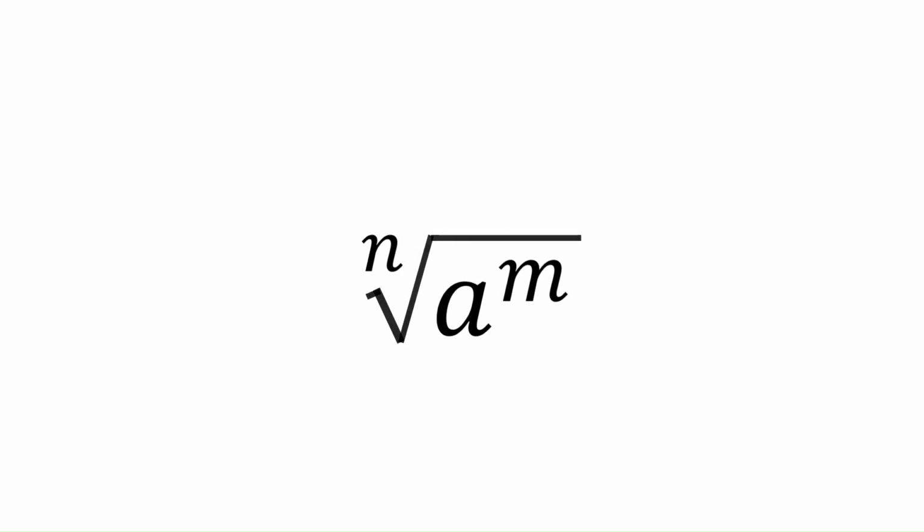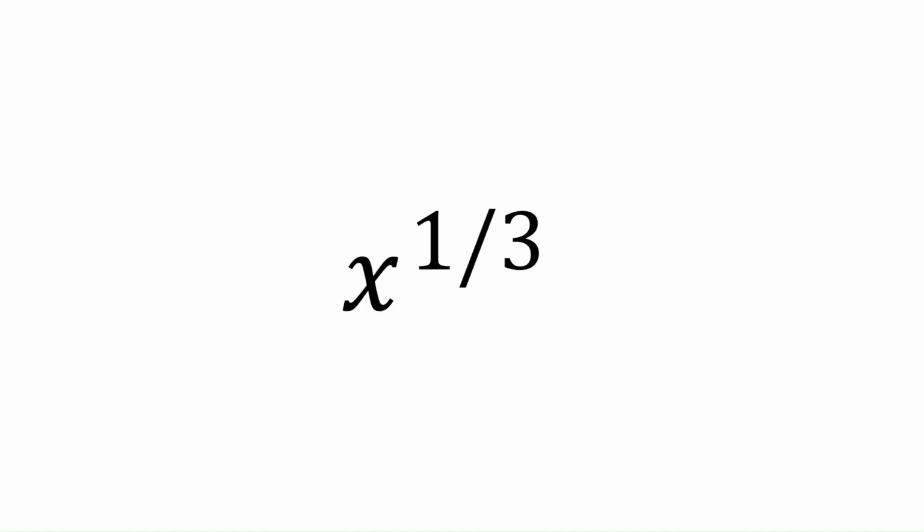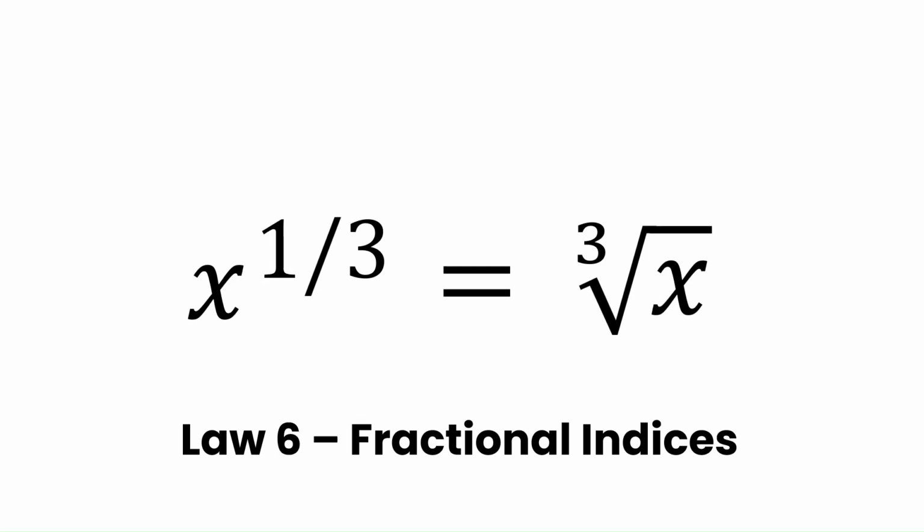Finally, let's look at fractional powers. Fractional powers are really just another way of writing roots. For example, a to the power of m over n. The n here indicates what type of root we will have, like a square or a cube root or any other degree of root. The m is just a power that the a is raised to. So take x to the power of a third, this just means the cube root of x.